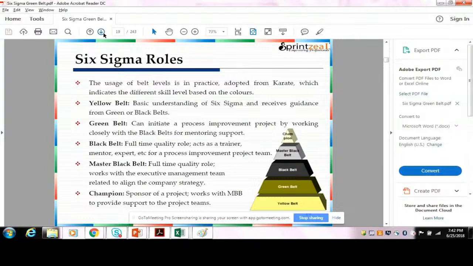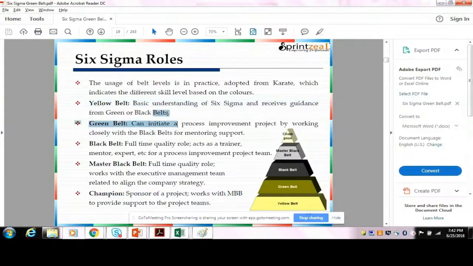Various roles of Six Sigma in an organization vary from organization to organization. If you look here, there's something known as yellow belt, then you have green belt, black belt, master black belt, and then a champion.